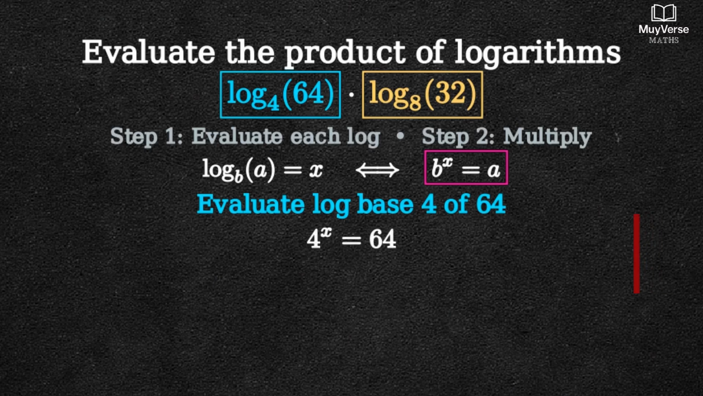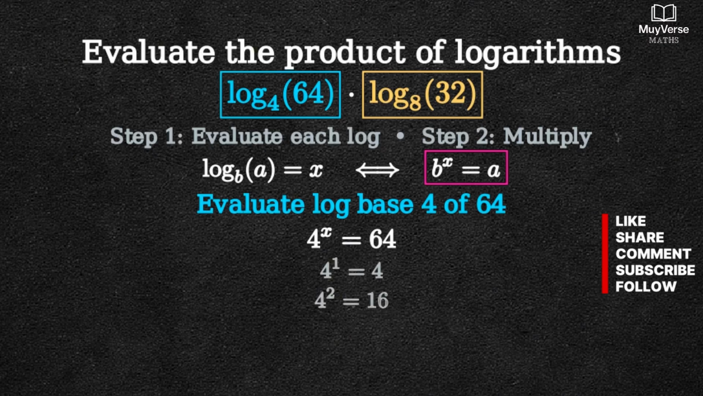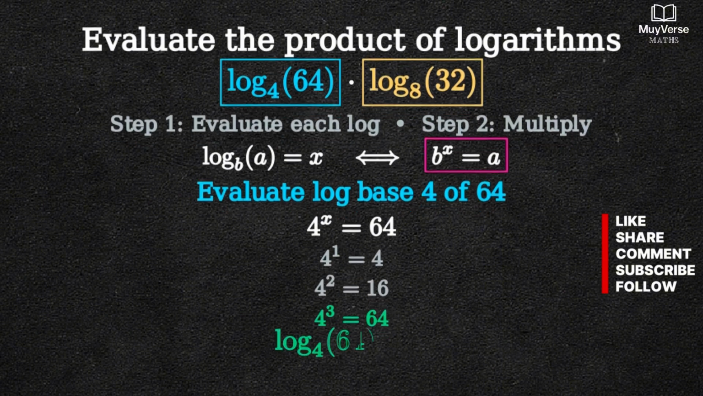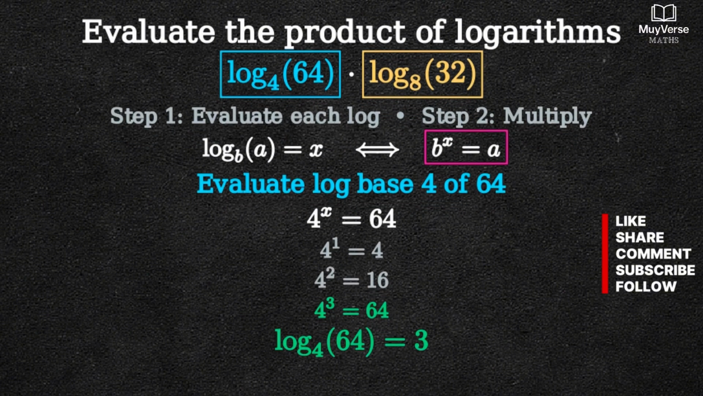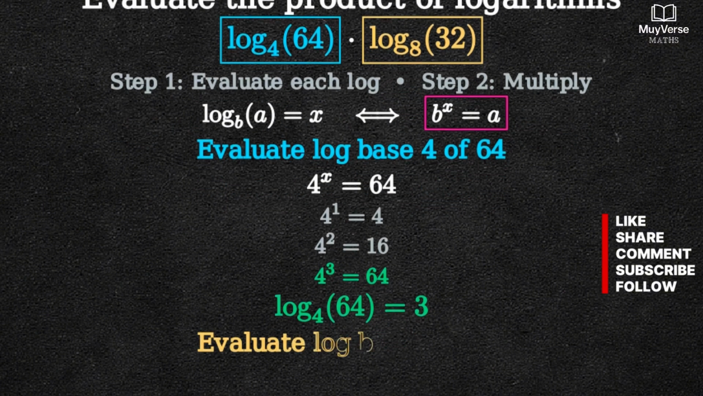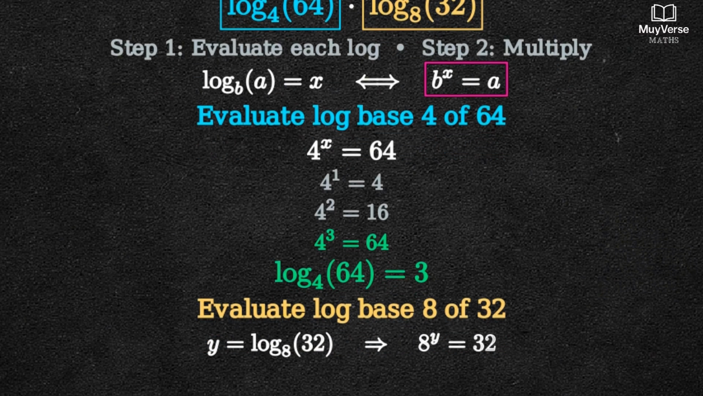We find x such that 4 to the x equals 64. 4 to the first is 4. 4 squared is 16, and 4 cubed is 64. So log base 4 of 64 equals 3. Next, evaluate log base 8 of 32. Let y equal log base 8 of 32. That means 8 to the y equals 32.